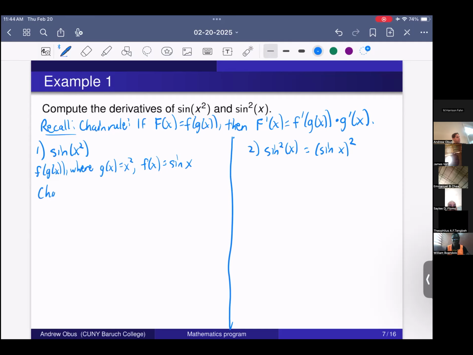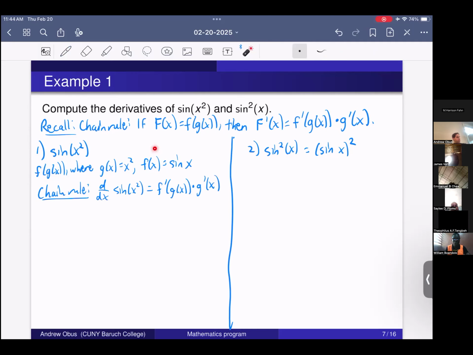Okay, so the chain rule says that the derivative, d/dx, of sine of x squared should be equal to, well, in this case, f prime of g of x times g prime of x. And now let's write this down.